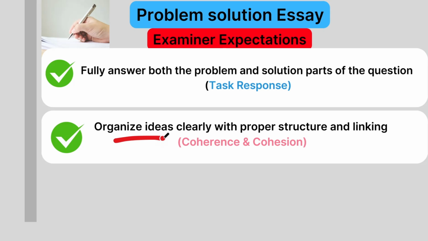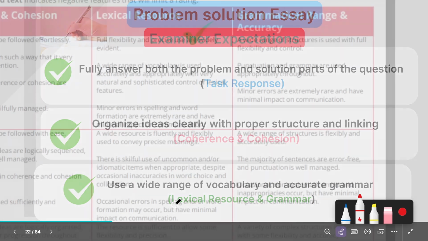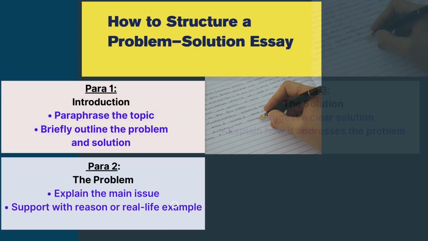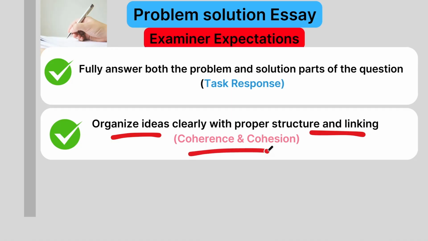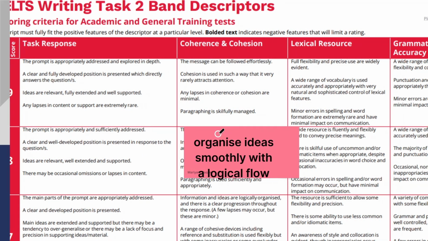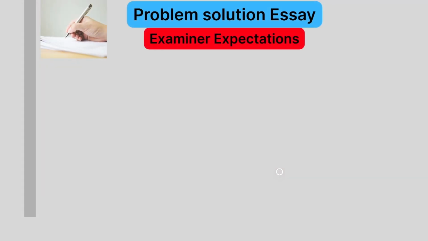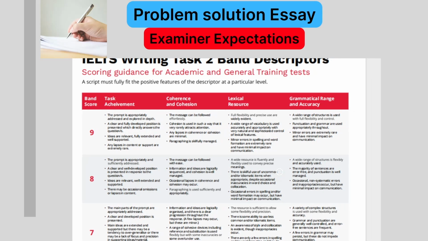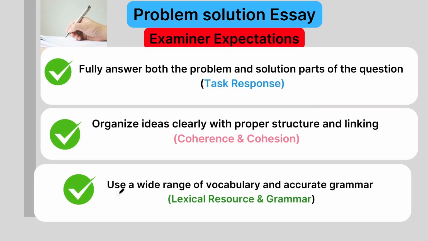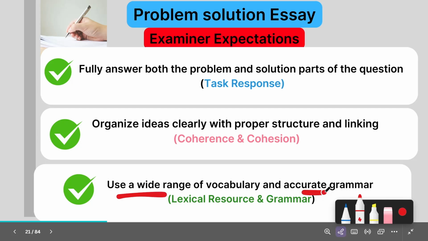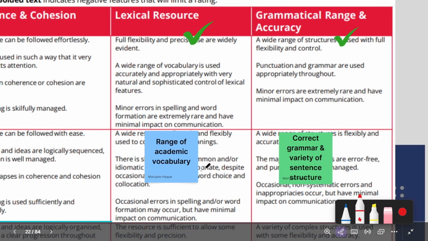Secondly, you need to organize your ideas clearly with proper structure. This is where your paragraphing comes in. So what is meant by cohesion and coherence, that your ideas are organized smoothly and they have a logical flow. And this is where these 10 essential phrases are also going to help you structure your essay like a template. Finally, you need to use a wide range of vocabulary and accurate grammar. So your sentence structure should include some simple, complex, and compound sentences, and you need to use synonyms and a wide range of vocabulary.